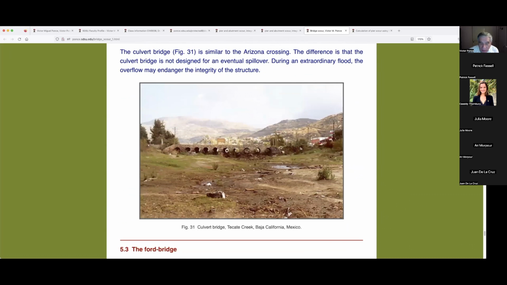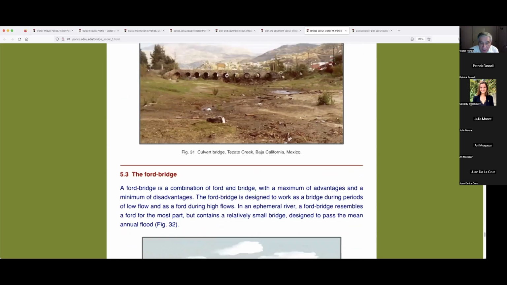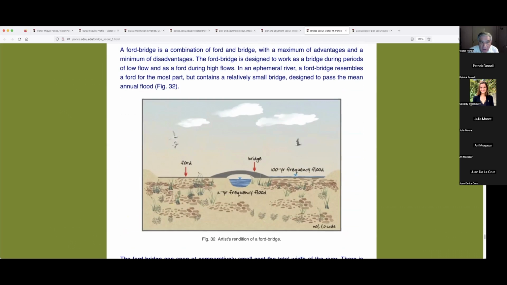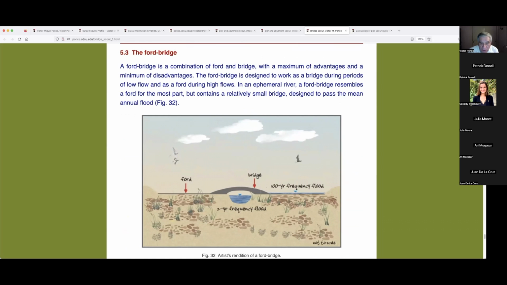Likewise, in Mexico, we have the same thing. This is Tecate Creek. And finally, one of my developments, my invention, is the Ford Bridge, which is on a wide river. I'm going to use 2 minutes in here to finish. On a wide river, you cannot have a long bridge because it will be too costly.